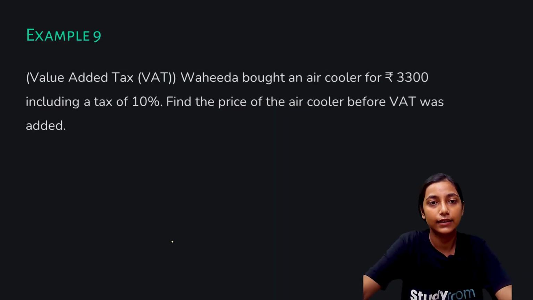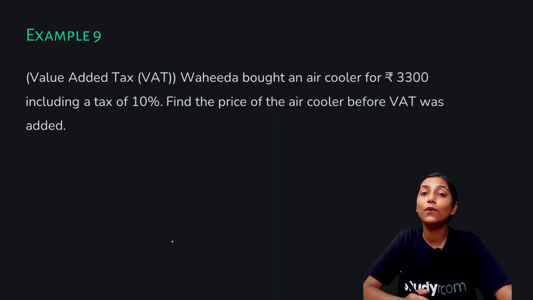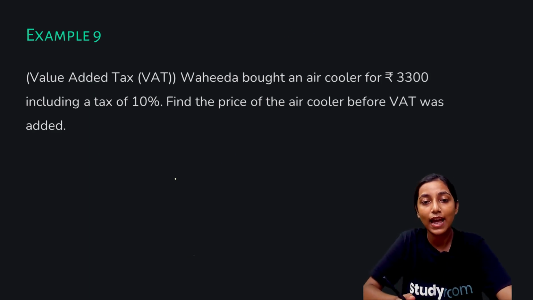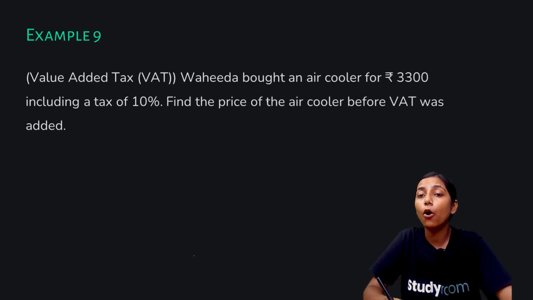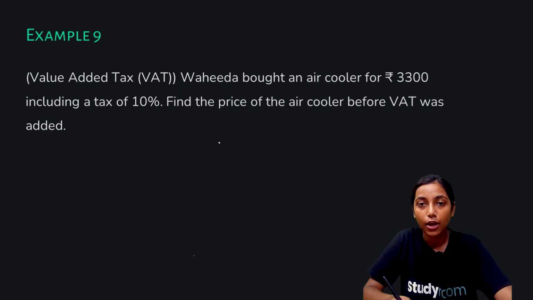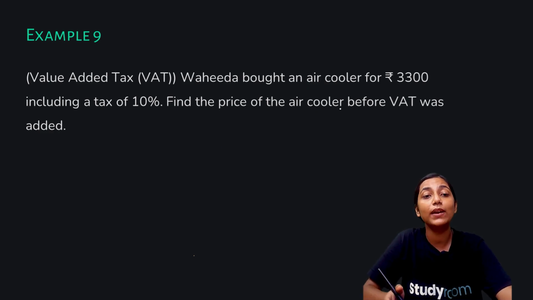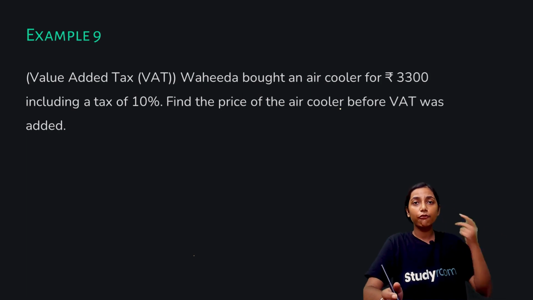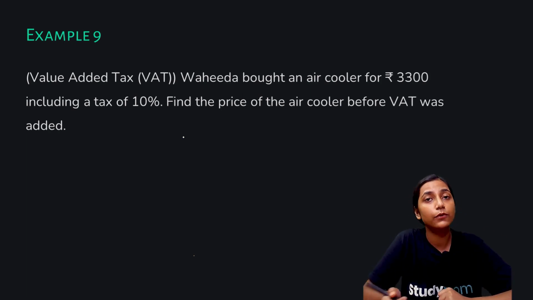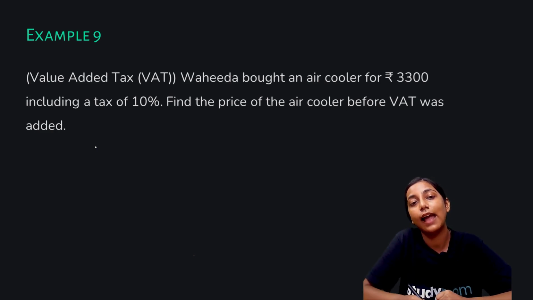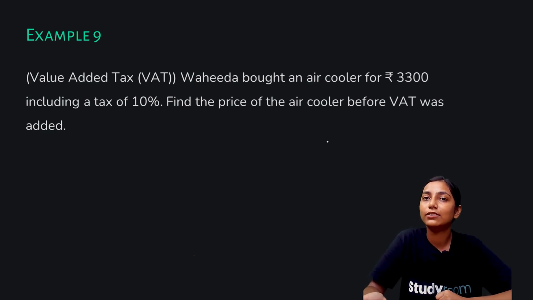Sales tax was added. Next up we have value added tax. So the first one was sales tax. Now we have value added tax. Wahida bought an air cooler for rupees 3,300 including a tax of 10%. Find the price of the air cooler before VAT was added. The previous one was for the sales tax. Now, value added tax is the tax that is already included in the price. So we are given that Wahida bought an air cooler for 3,300 and it included a tax of 10% already. We need to find the price of that air cooler before VAT was added.